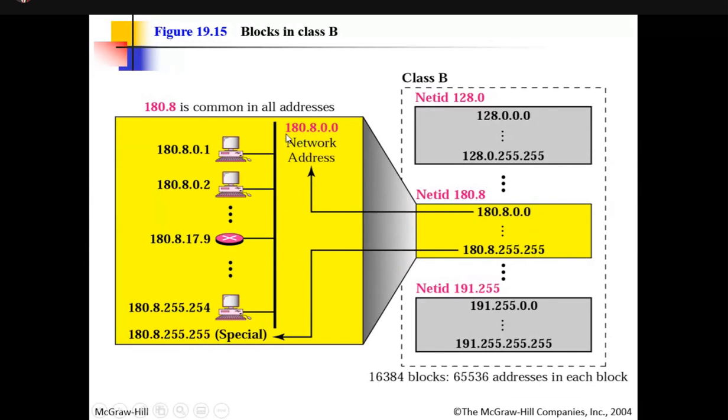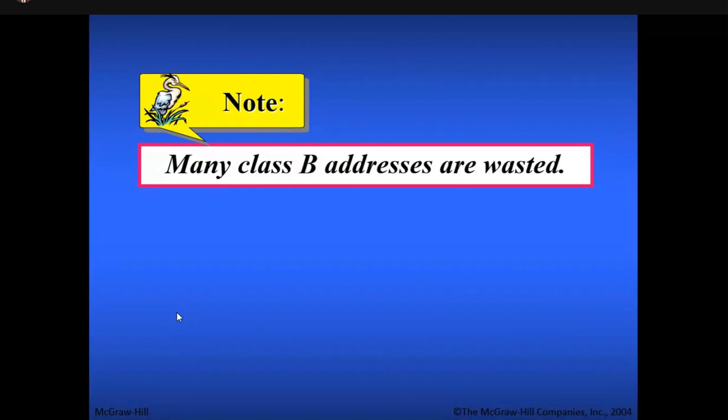Now we are emphasizing the network 128.8. The first address, 128.8.0.0, will be the network address and 128.8.255.255 is a special address. The other addresses, 128.8.0.1 up to 128.8.255.254, will be used for host addresses. So many of the class B addresses are also wasted.